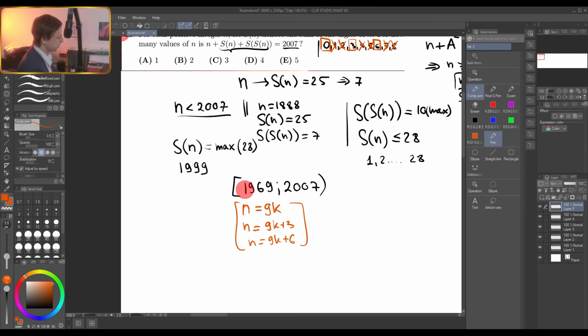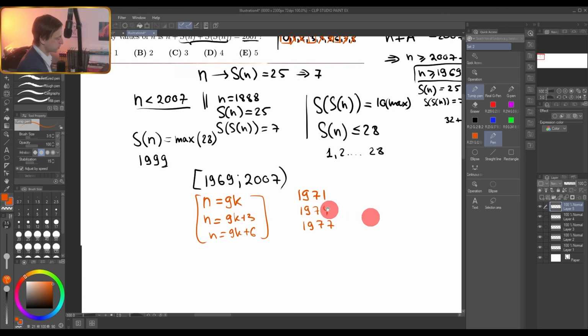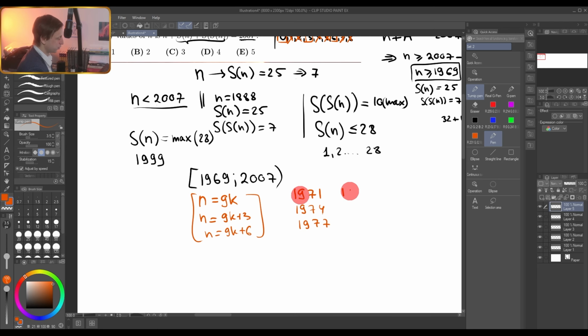So the next number that is divisible by 9 will be this one plus 2. It will be 1971. It potentially works for us. The next one will be this one plus 3. It will be 1974. The next one will be this one plus 6. It will be 1977. And the next one, which is divisible by 9, will be this one plus 9. It will be 1988.